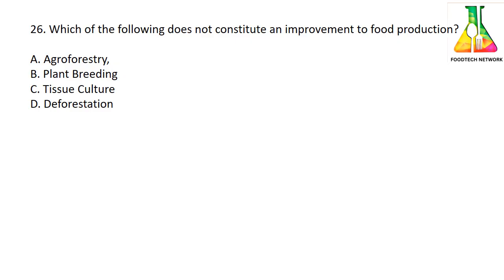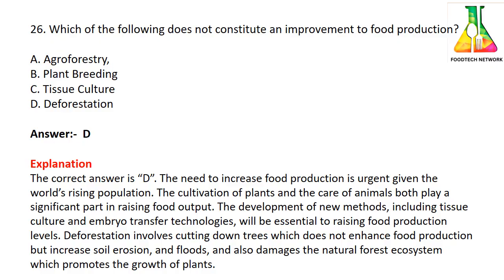26. Which of the following does not constitute an improvement to food production? Option A, agroforestry. Option B, plant breeding. Option C, tissue culture. And option D, deforestation. Option D, that is deforestation.